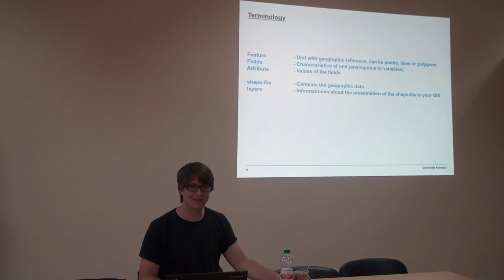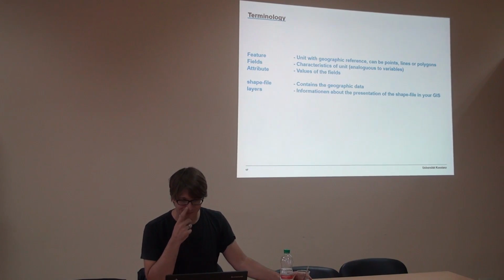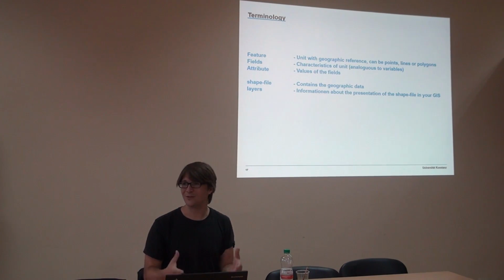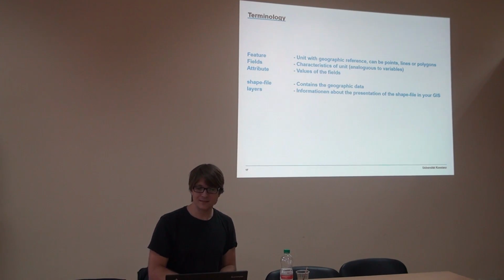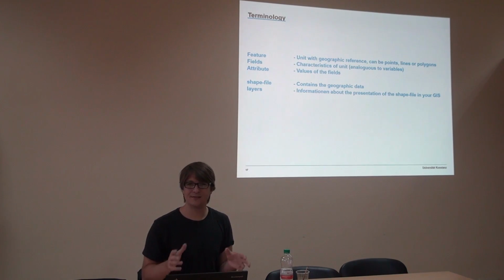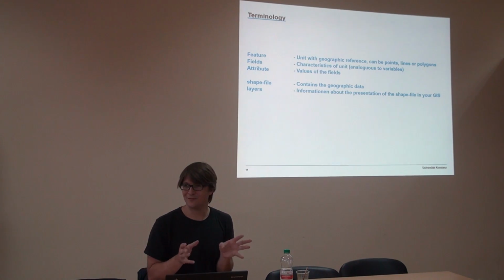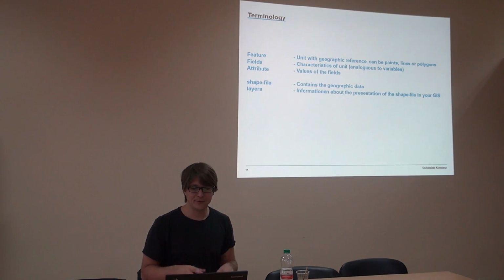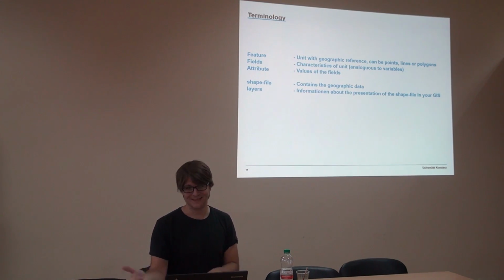When geographers talk about their maps, they have slightly different terminology, and when you look it up and pose questions on the internet, you should be able to read this. A feature is a unit with geographic reference. This is our unit of observation. And this is a feature. A field is a characteristic of this unit, analogous to what in sociology we call variables. And an attribute is then the value of this field. Just so you know what we are talking about.